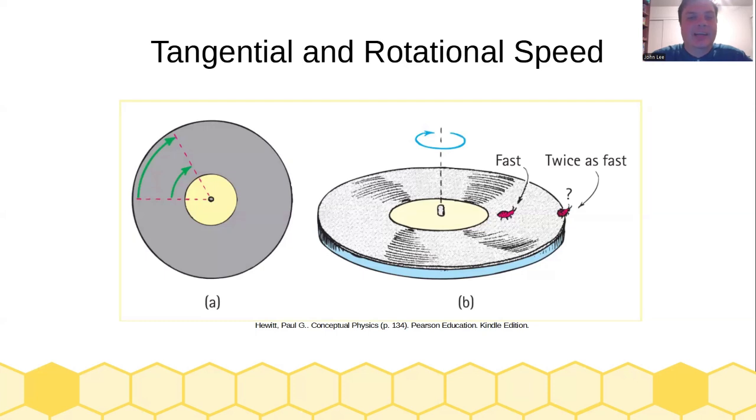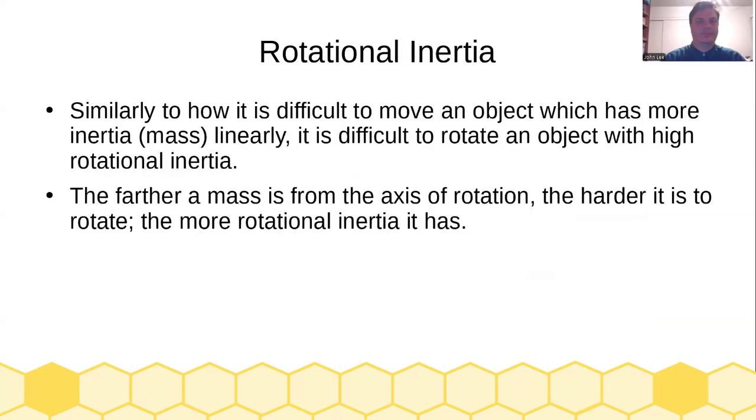Again, if you have two ladybugs on a record and one is twice as far away, then they will have the same rotational speed. The record will be rotating the same number of times per second. It's just that they will have different tangential or linear speeds, as the farther out you are, the more distance you're going to be covering in the same amount of time.